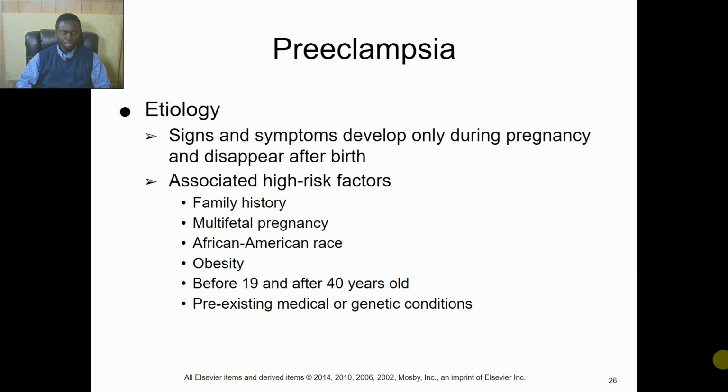And obesity contributes to a lot of medical conditions, including diabetes and hypertension. If the pregnancy is before 19, like teenage pregnancies, and also if it's after 40 years in older clients, then they also stand the chance of getting preeclampsia. There can also be other pre-existing medical or genetic conditions that predispose an individual to preeclampsia. But for the most part, family history, multifetal pregnancy, and obesity are the major contributing factors.